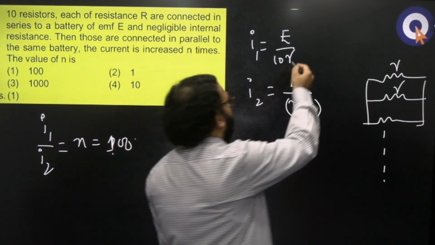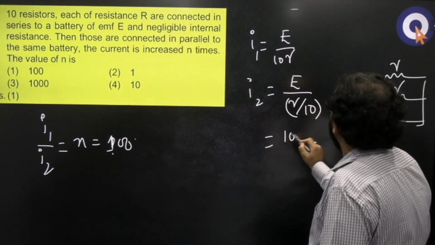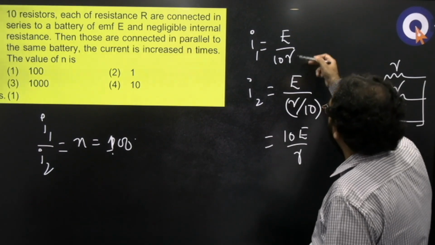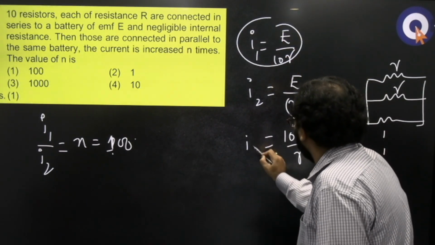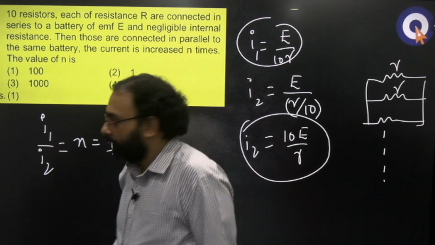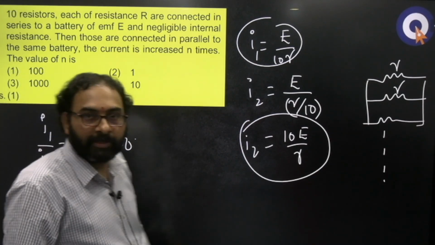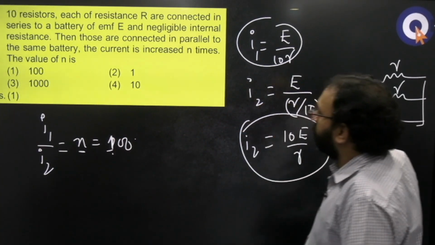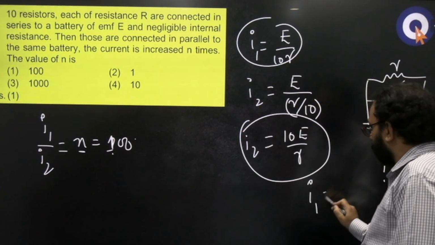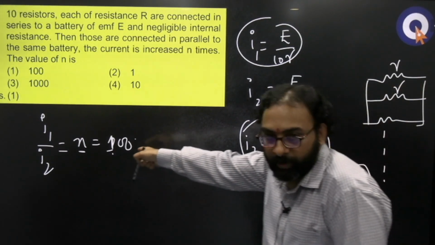Why? Because here it is E by 10R, here it is 10 E by R. I1 by I2, this one and this one, if you do, that is 100. I1 by I2 is 100, that is the n value, where n stands for the number of times current is increased. I1 is equal to n I2. The number of times current is increased, n can be calculated as 100.